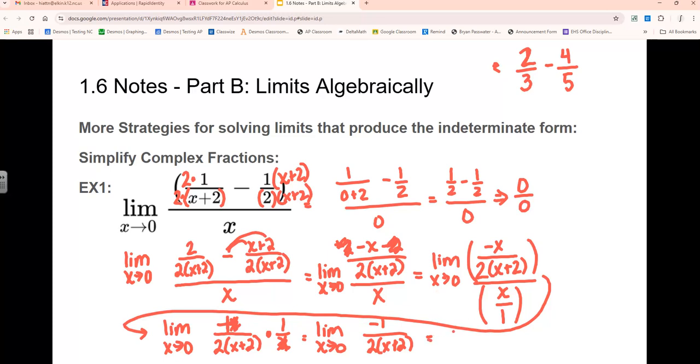And then we'll get negative 1 over 2 times 0 plus 2, which is negative 1 over 2 times 2, which is negative 1/4. There.